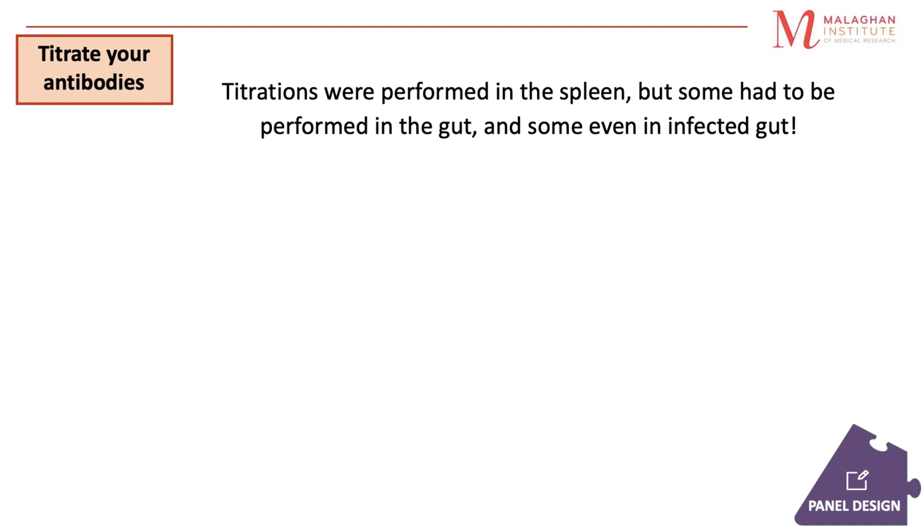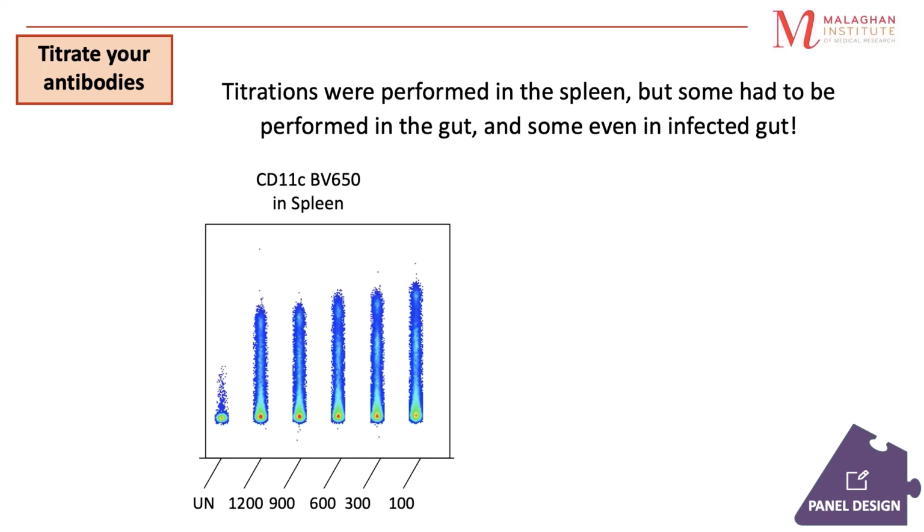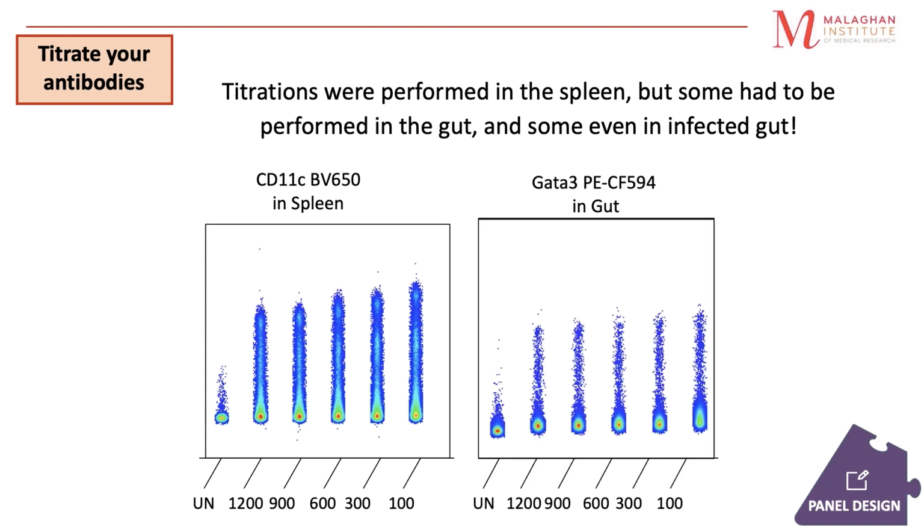Titrations are extremely important. First, to reduce the non-specific binding, but also to get the best resolution possible, or to make sure that the positive population is a true positive and it's not a spread of the negative population. In our case, some markers were titrated in the spleen, but some other markers weren't expressed in the spleen and had to be titrated in gut, or even they had to be titrated in infected gut. I'm showing here one example of CD11C that could be titrated in the spleen, while GATA3 had to be titrated in gut.